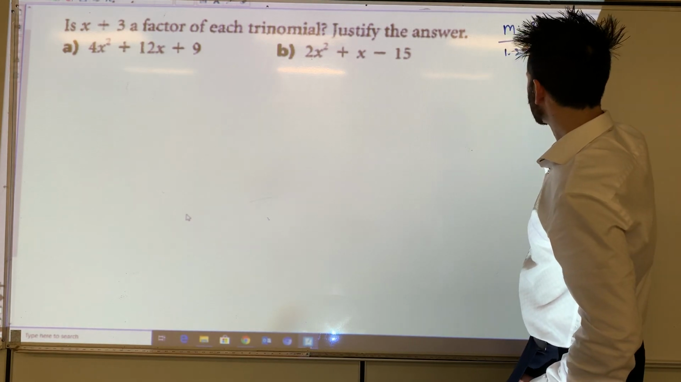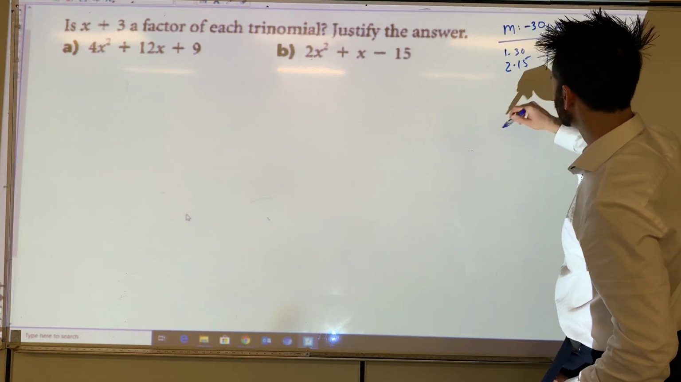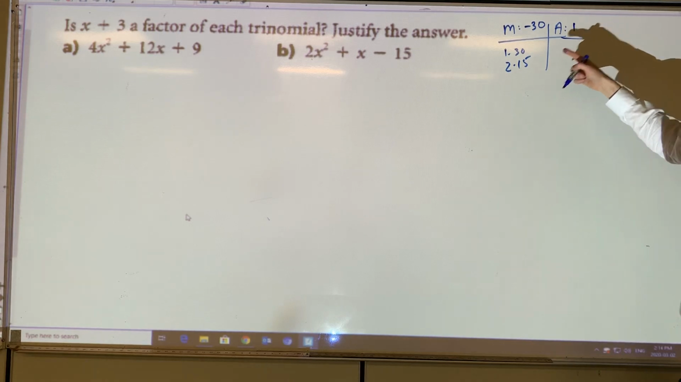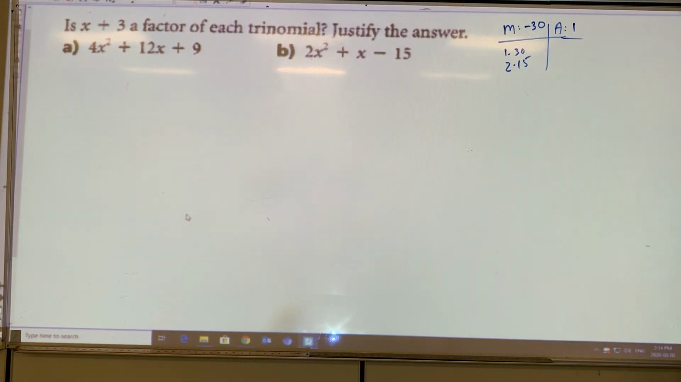Okay, so 1 and 30, no, not close. 2 and 15, no. You know what? When it adds up to 1, the two factors have to be 1 apart. Does that make sense, right? It's the only way.